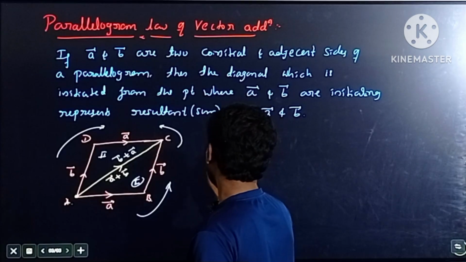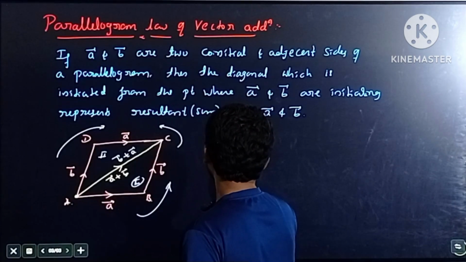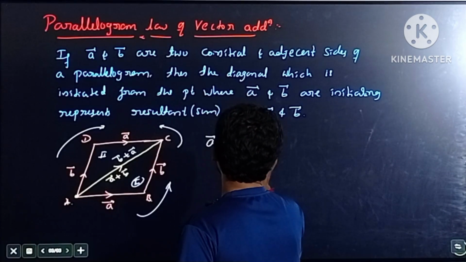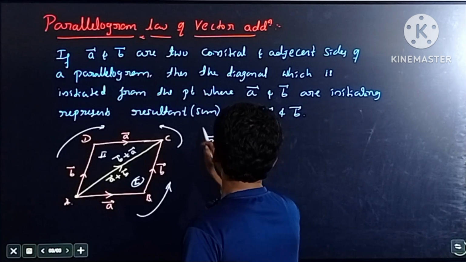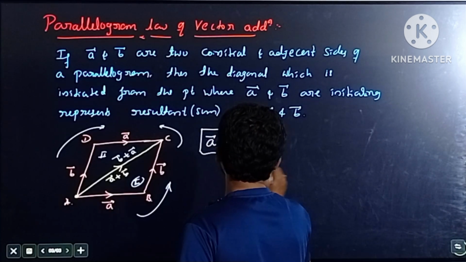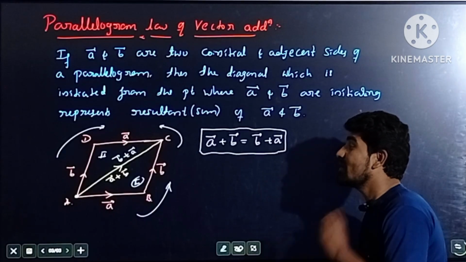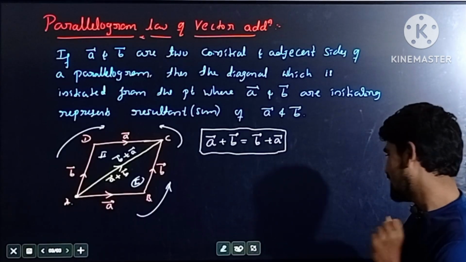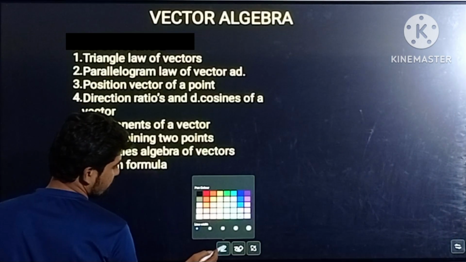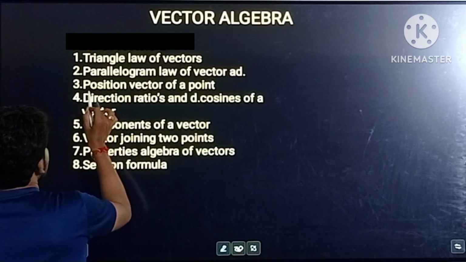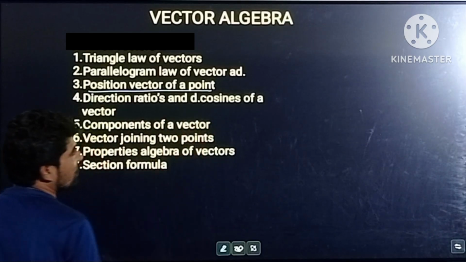What is the commutative law? A vector plus B vector is equal to B vector plus A vector. So the vector addition is commutative. I hope all of you understood the parallelogram law of vector addition. So let's start the third concept, and the third concept is the position vector of a point.